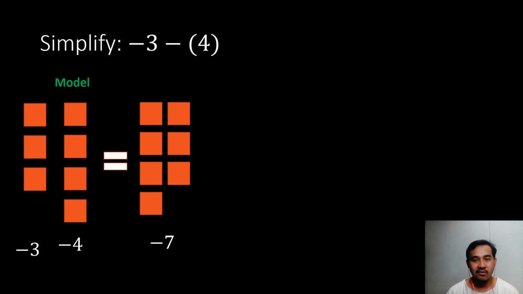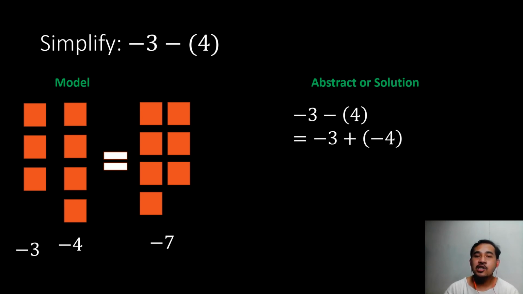Let's have now the abstract or solution. So -3 minus 4. Change the sign of the subtrahend, then it turns out to be -4. Having now the solution, -3 minus 4, the answer is -7.